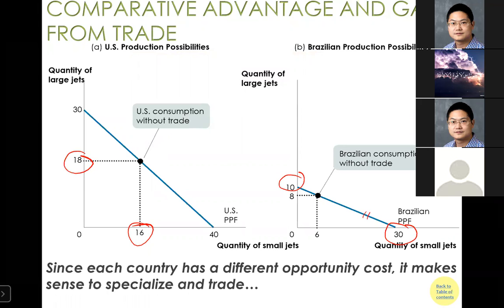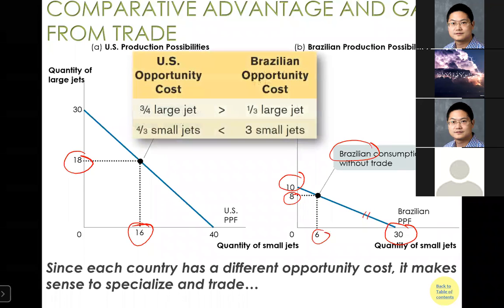Similarly, Brazilians also want to diversify the consumption of larger jets versus small jets to serve different markets, international flight versus domestic flight. Without trade, they are going to produce 8 larger jets versus 6 small jets. So this is without trade. Now let's see how their opportunity costs are different, why the different opportunity costs translate into comparative advantage, and why comparative advantage allows gain through trade.